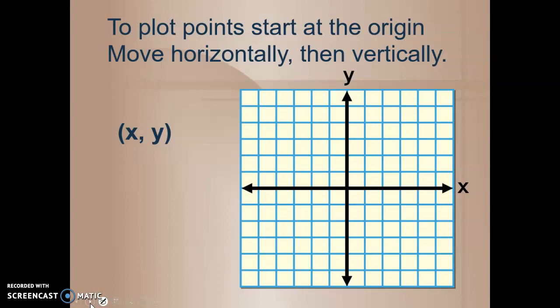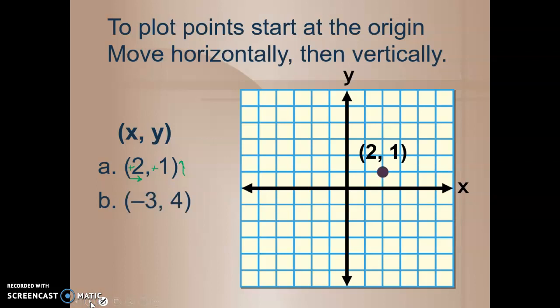So to plot points, start at the origin and then move horizontally and then vertically. If we're trying to plot 2, 1, we would notice that both of these are positive. Positive 2, positive 1. That tells me I'm going to move right 2 and up 1. And at the intersection of the lines on that grid, I will put my point. So let's take a look at what that looks like. Right 2, up 1, and there is my coordinate 2, 1.